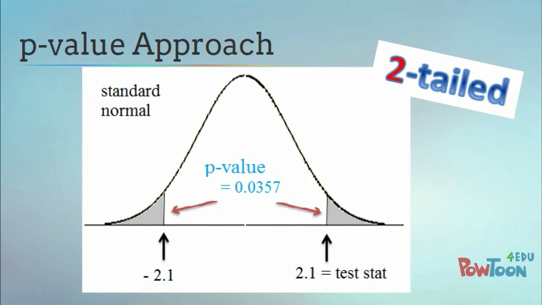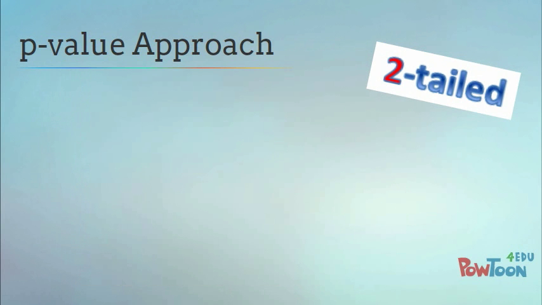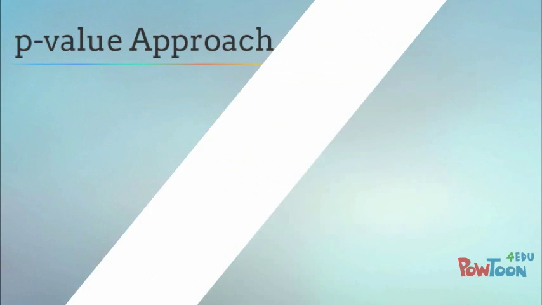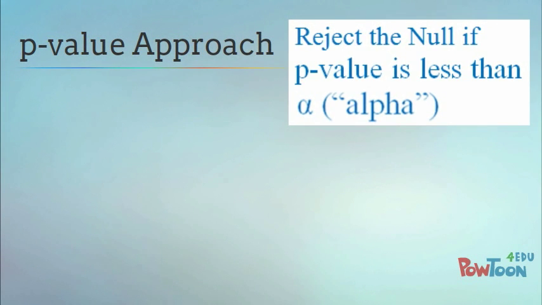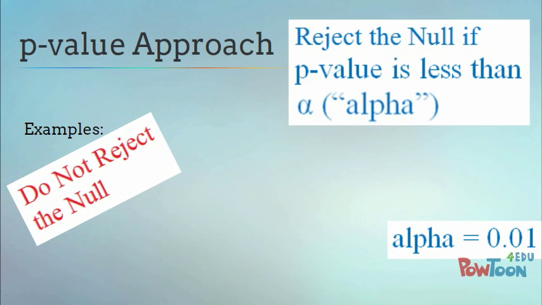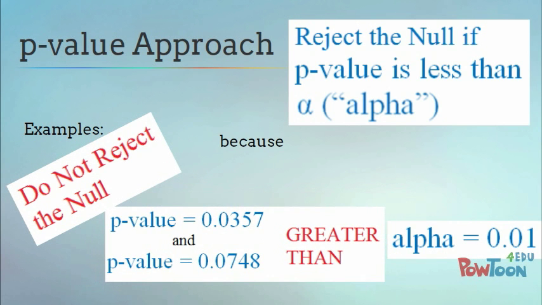On the other hand, if the test statistic was t equals 1.88 and the sample size was 21, we would find the probability that a t with n-1 or 20 degrees of freedom is outside 1.88 and minus 1.88, which is 0.0748. We always reject if the p-value is less than alpha. In this case, if alpha was, say, 0.01, we wouldn't reject either of these hypotheses because both p-values are greater than alpha.